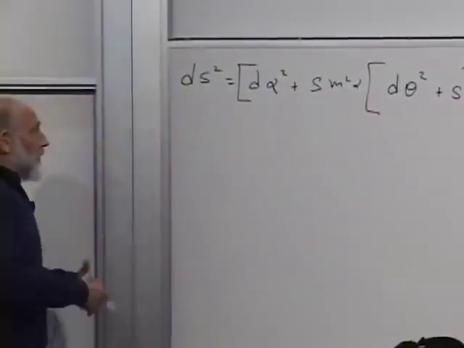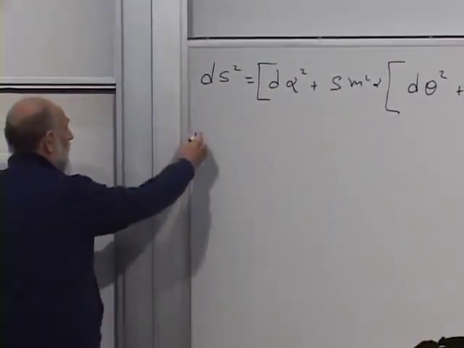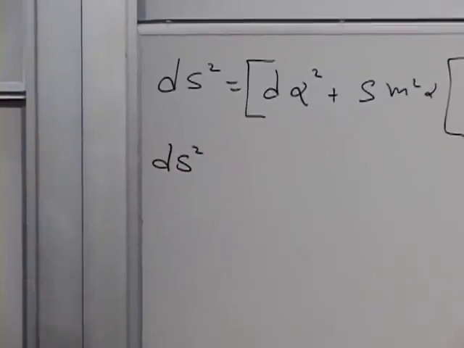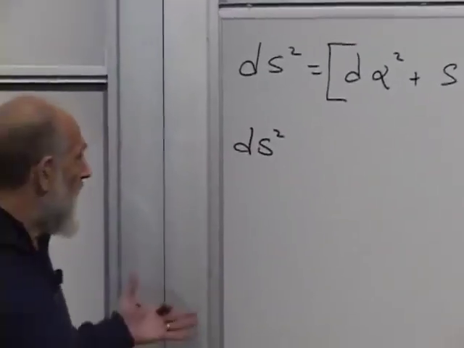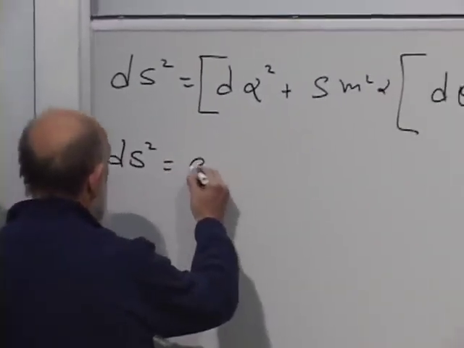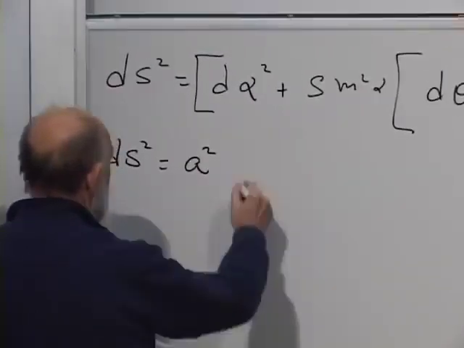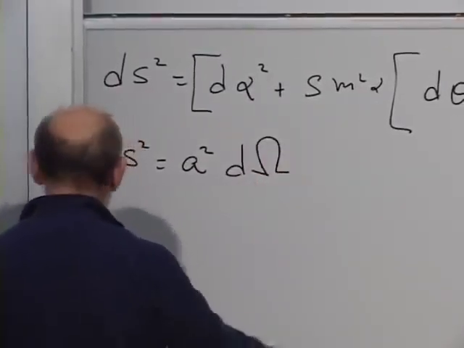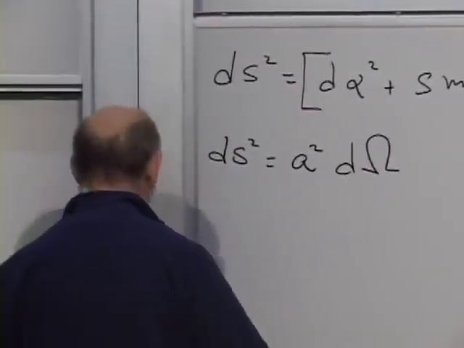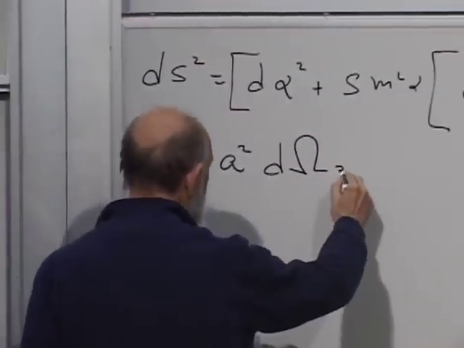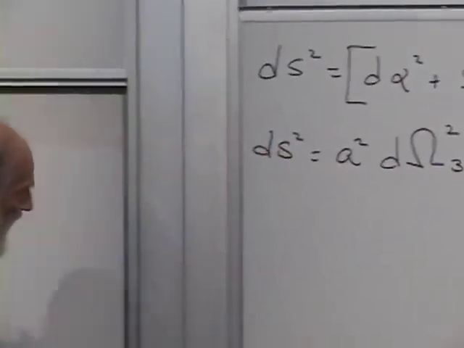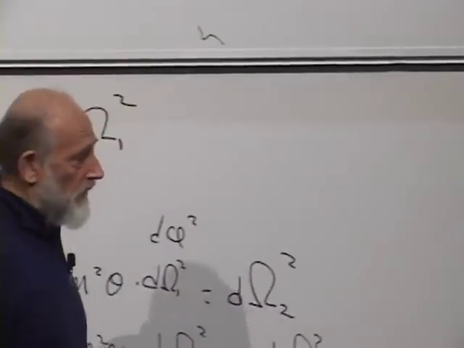Okay. So we can write it this way. We can write that ds squared for a sphere of radius a is just equal to a squared times d omega. And let's now fix ourselves to the 3 sphere. But it doesn't matter, whatever dimension we're talking about. 3, 4, 5, 1, 2.